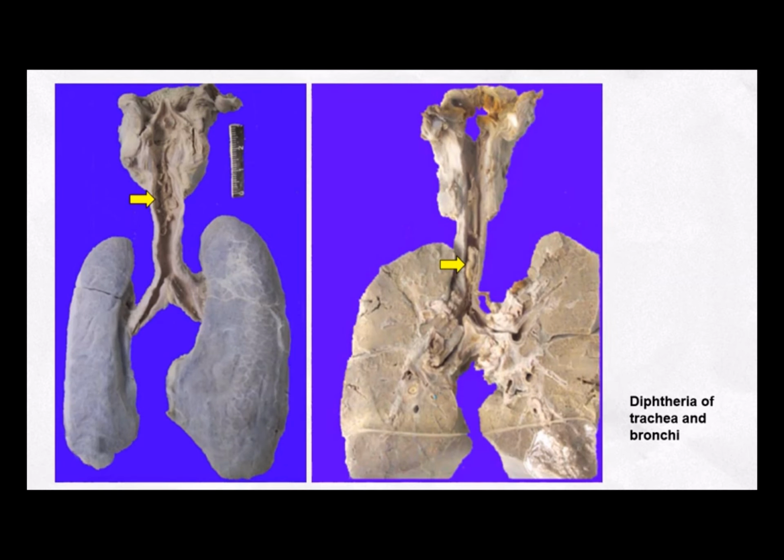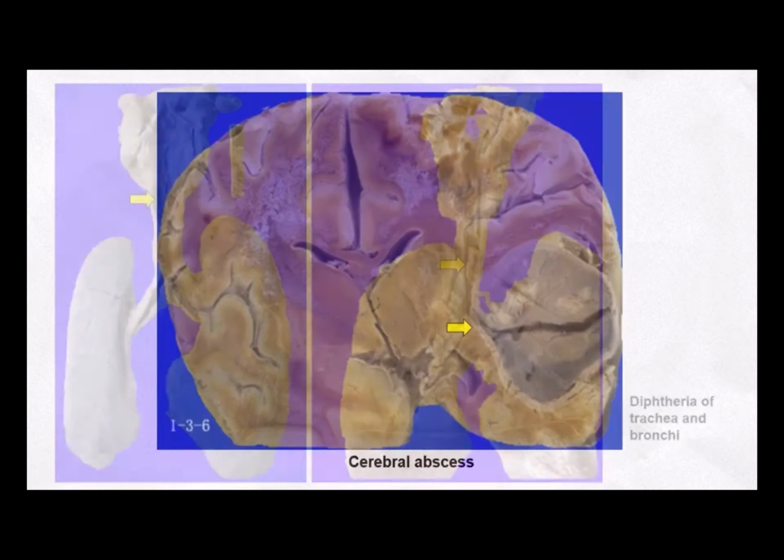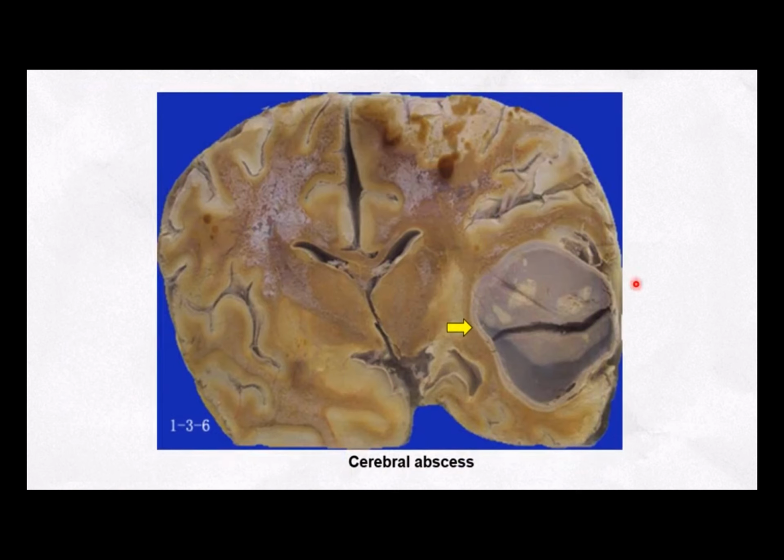The hearing heart is formed by the rubbing of the fibrinous exudate during the movement of cardiac pulsation. The mucosal surface of the trachea and bronchi is covered with a thick, gray-white membrane. That's a pseudomembrane, part of which has been detached, even causing blocking. This gross specimen is cerebral abscess. On the cut surface of the brain, it shows an abscess with a clear edge. The abscess is enveloped with a layer of thick fibrous capsule. The cavity of the abscess is filled with yellowish or gray-red pus.